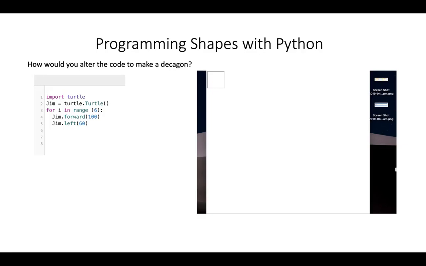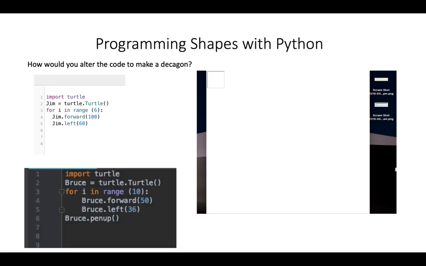Just before I show you this video, I want you to think about how you might alter that code to actually create a decagon. Okay, if you changed the 6 to a 10, and Jim's turning angle to 36 degrees, you would be right.